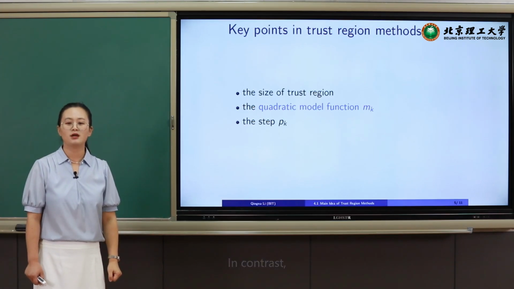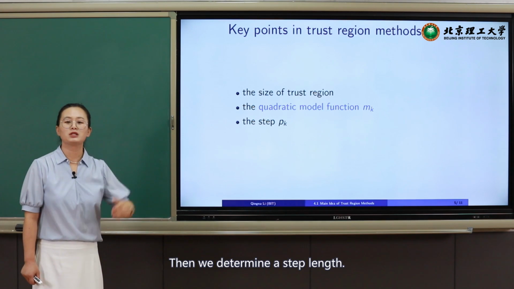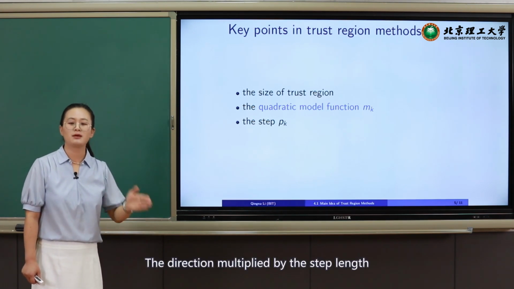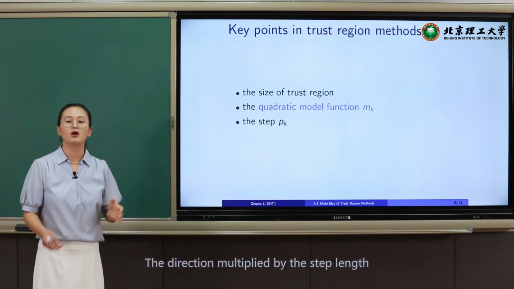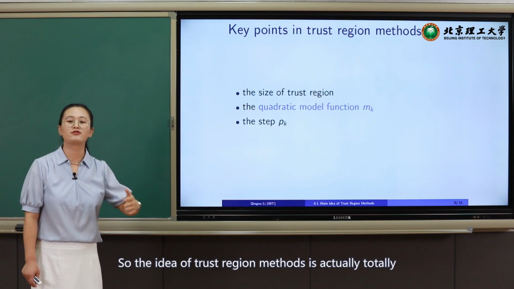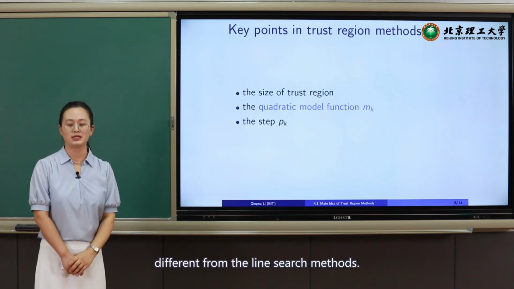In contrast, for line search methods, we first determine a direction, then we determine a step length. So the direction multiplied by the step length will be the step here. So the idea of trust region methods is totally different from the line search methods.